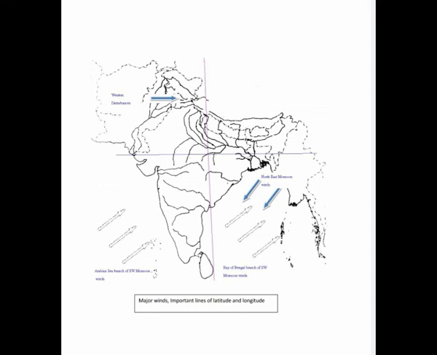Just make sure that you mark it above Rajasthan. If you want, you can mark it in the zone of Indus rivers and its tributaries. That's the best place to mark it. Okay, so these are the three winds: southwest monsoon winds, northeast monsoon winds, and western disturbances.